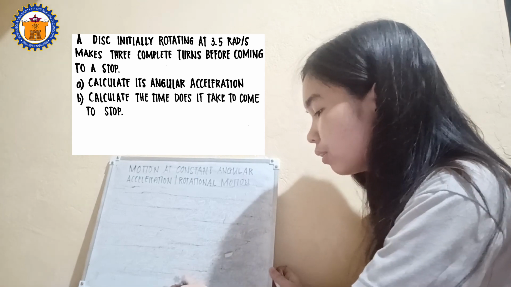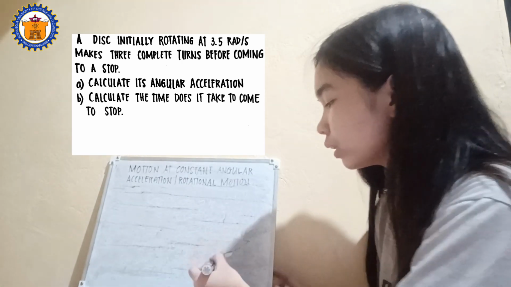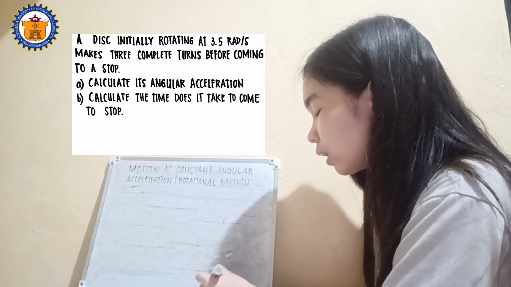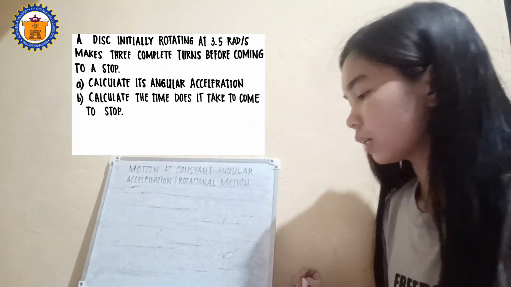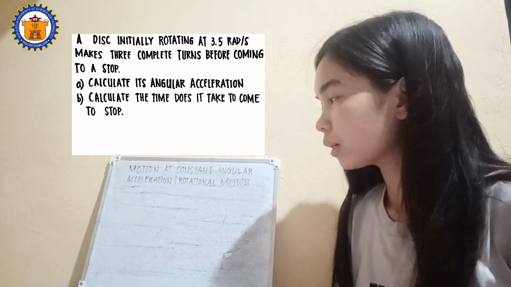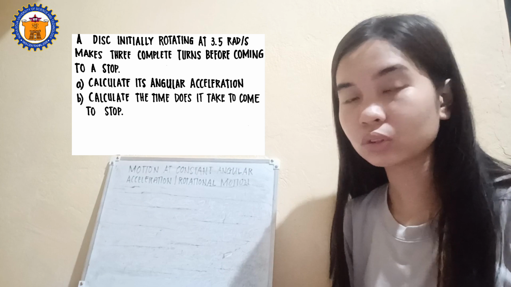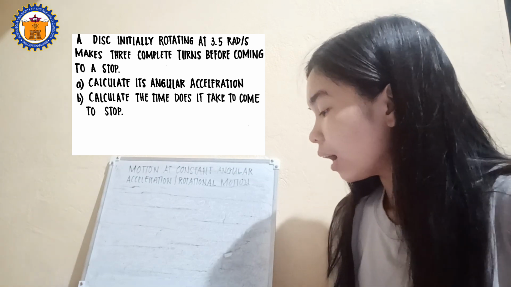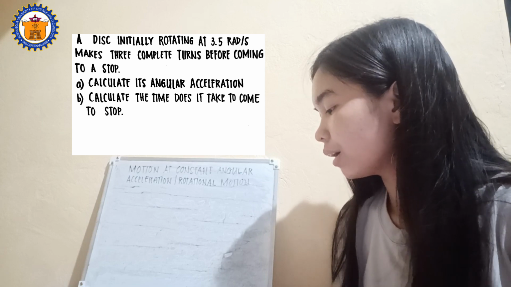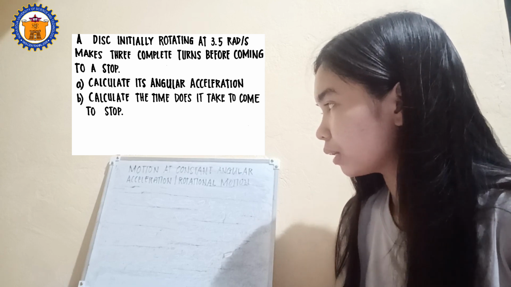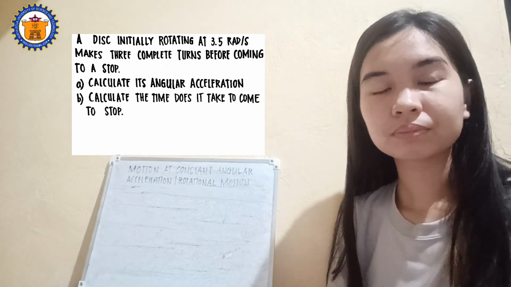So the value of the time we are looking for in the letter B question is 10.773 seconds. In this topic, motion at constant angular acceleration or rotational motion, we usually use radians to get the value of rotational motion. So that's all.